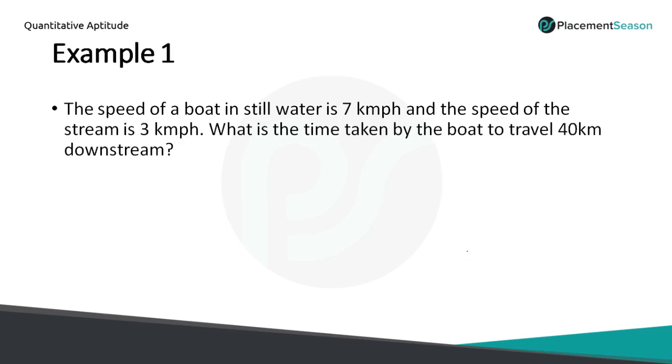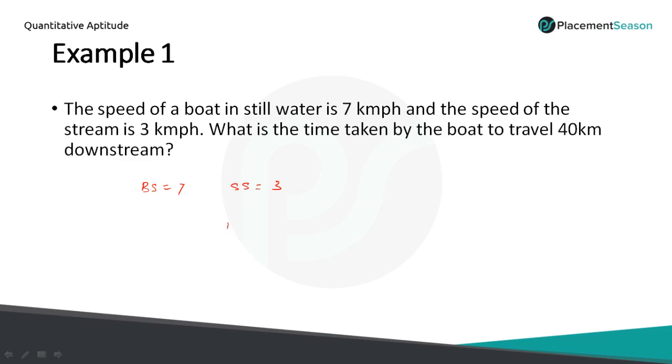The speed of a boat in still water is 7 km per hour and the speed of the stream is 3 km per hour. What is the time taken by the boat to travel 40 km downstream? So the boat speed is 7 km per hour and the stream speed is equal to 3 km per hour. What is the time taken by the boat to travel 40 km downstream?